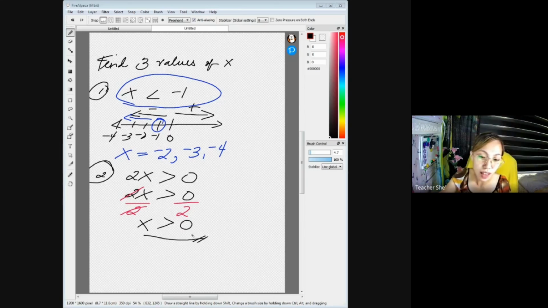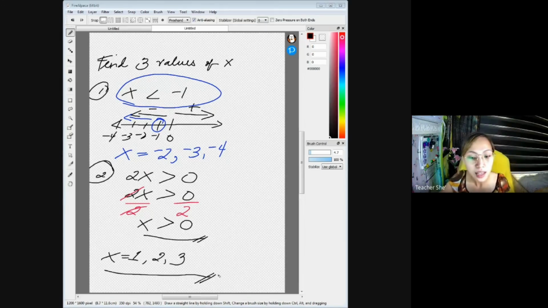And then, let us find 3 values of x that is greater than 0. What are the 3 numbers? Greater than 0, x could be 1, 2, 3. So, yan po yung final answer.